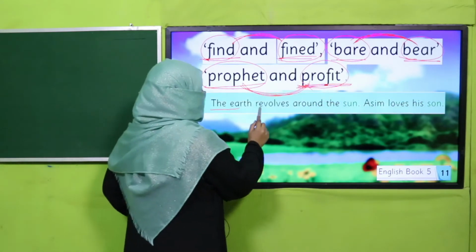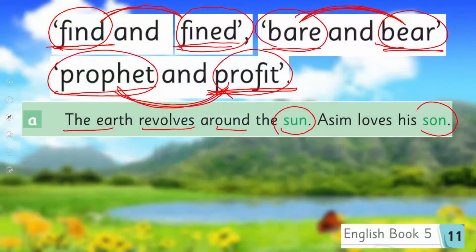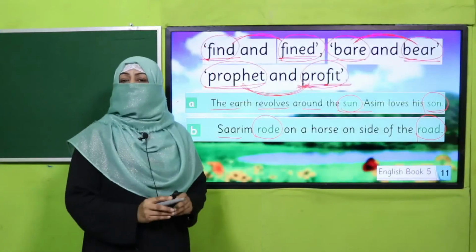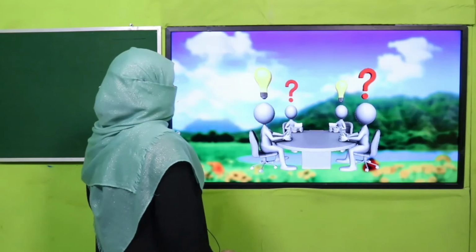The earth revolves around the sun. Asim loves the son. Both are homophones. Sarim rode on a horse on the side of the road. All right. So this is all about homophones. Now let's see, what does your book say about homonyms?